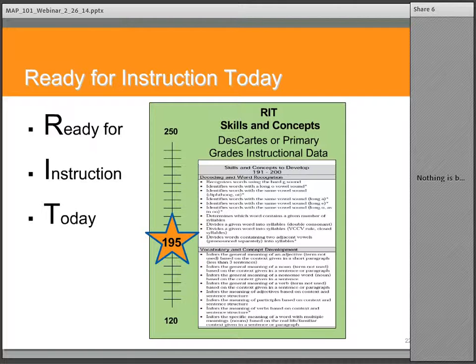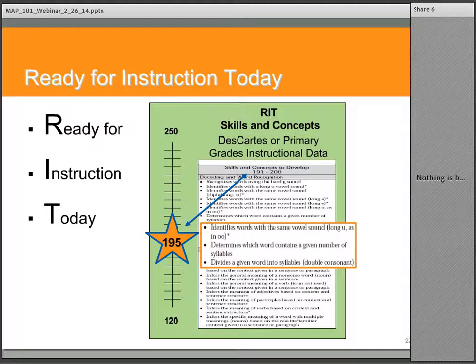So here, let's look at this again. Remember, we talked about the Rasch unit, and that's Rasch instruction unit, or ready for instruction today. Here we have a RIT score in the orange star of 195. Now notice right next to it, there is a column from the Descartes, and the range, if you look up here, is 191 to 200.